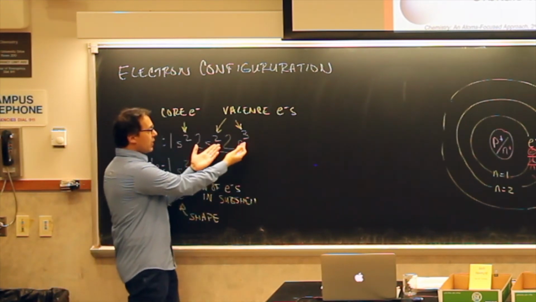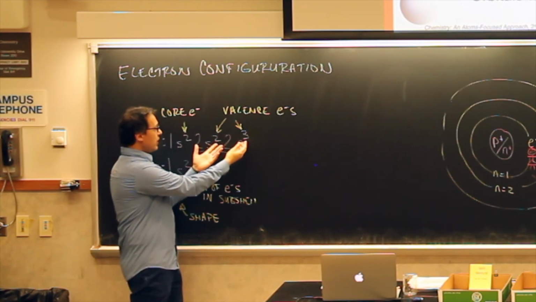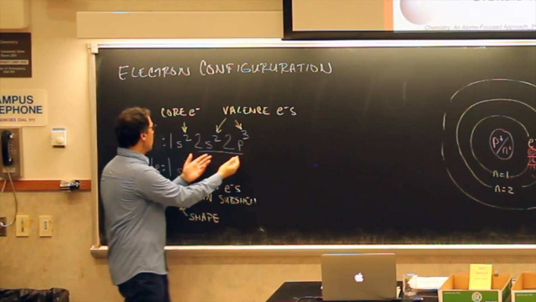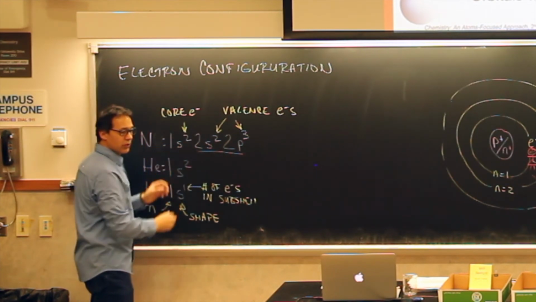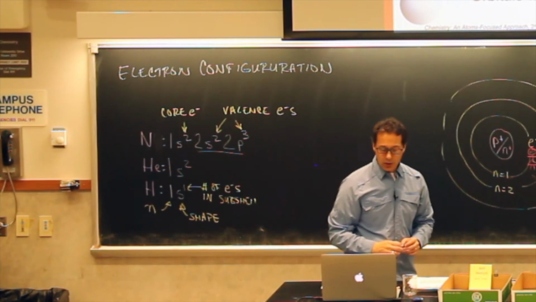Later on we're going to find out that these electrons in the valence shell will be gained or lost. Those in the core electrons will not be gained or lost.